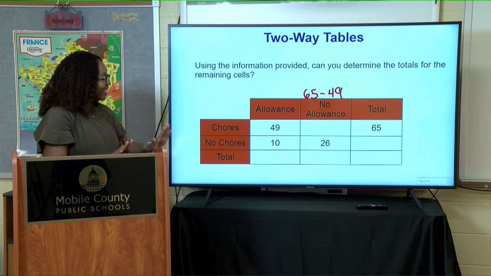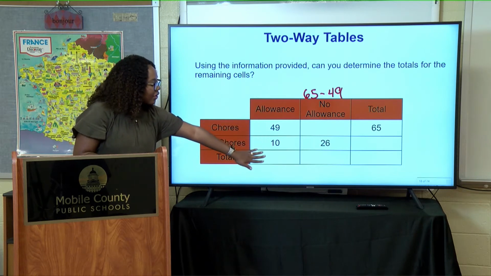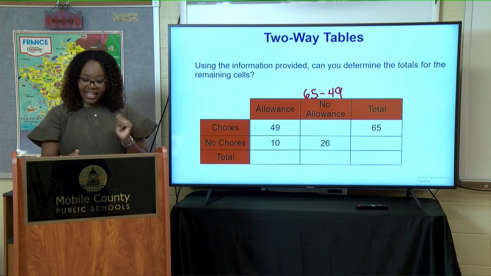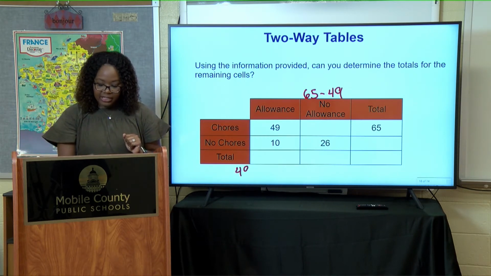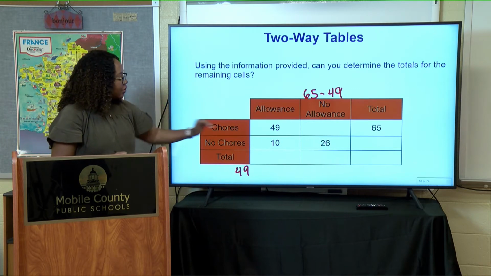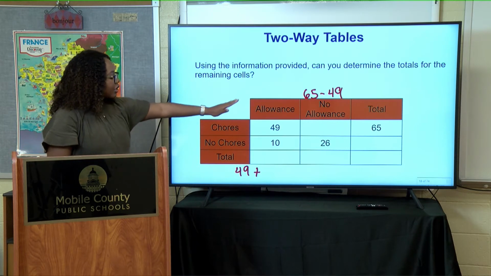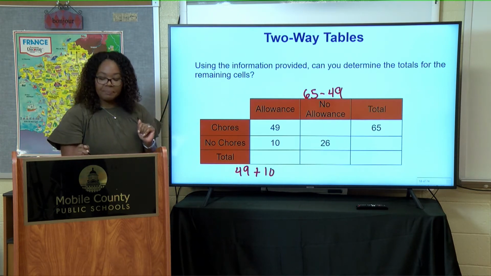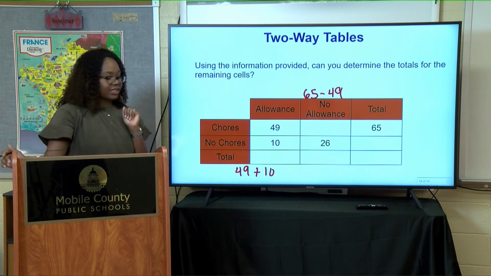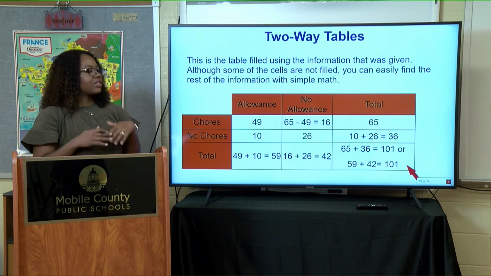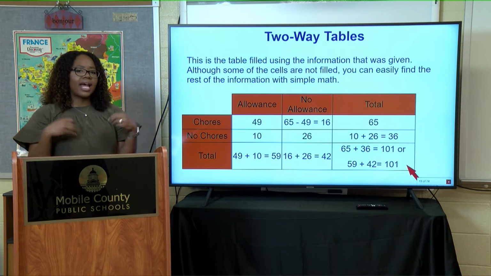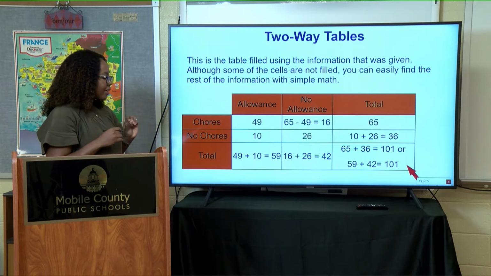Okay, some of you are saying, well, can we figure out the subtotal for allowance? Absolutely. We can take the sum of the 49 students that receive an allowance doing chores and the students that do not do chores but receive an allowance, which is 10. And that sum will give us that intersection. Just some basic simple math will allow us to fill out the rest of our two-way table.